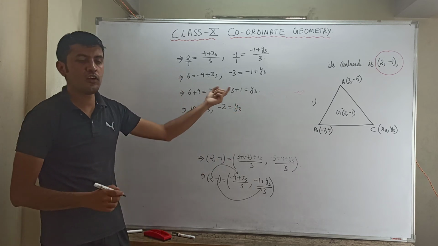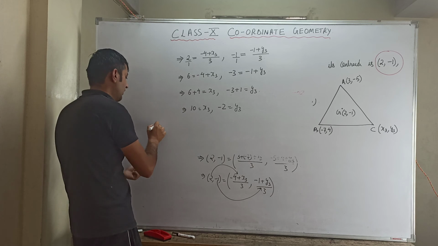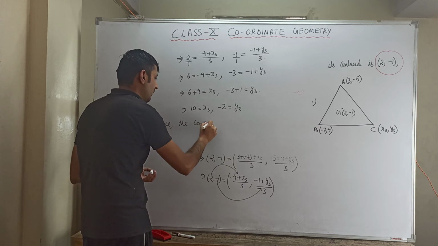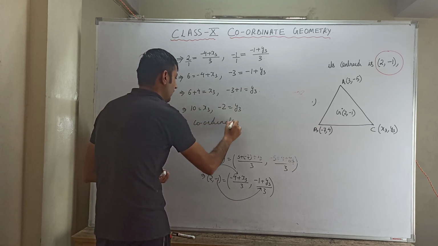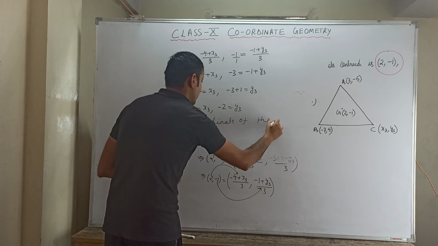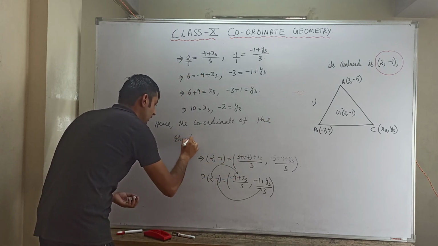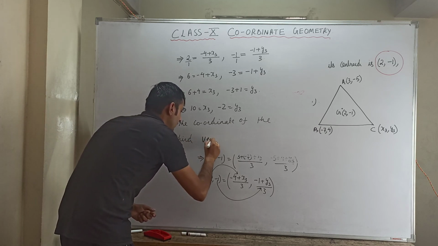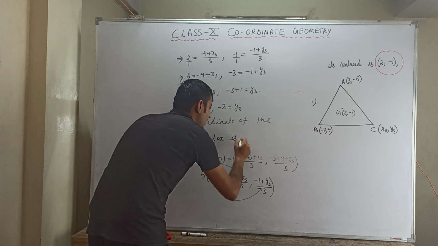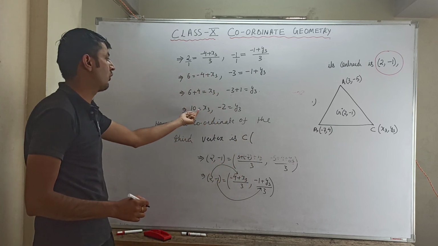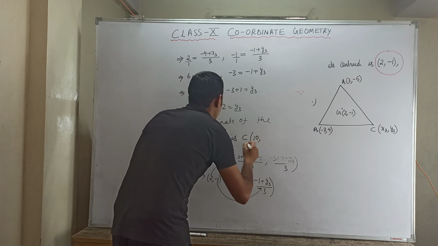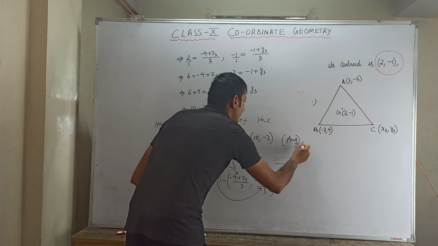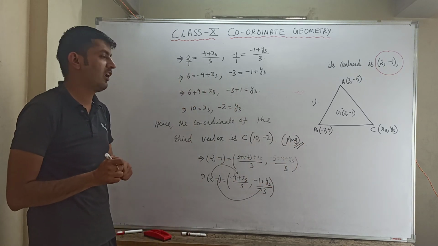So you got your x3 and your y3. Let us write down the conclusion for this problem. Hence, the coordinate of the third vertex C (x3, y3): x3 is 10 and y3 is -2. So this will be the required answer. Very simple problem, it is not very difficult.